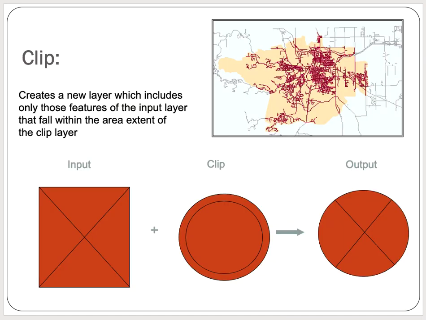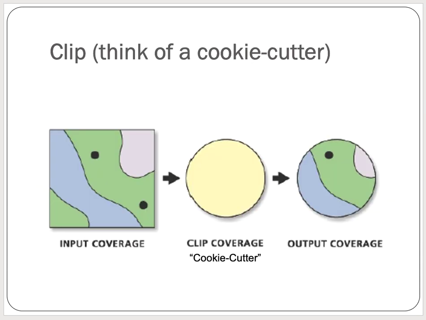Our next geoprocessing tool is called Clip, and Clip creates a new layer which includes only those features of the input layer that fall within the area extent of the clip layer. So this is our input layer here, and our clip is a circled polygon boundary. So our output is based on that clipped region, that clipped area. So you could think of it as a cookie cutter.